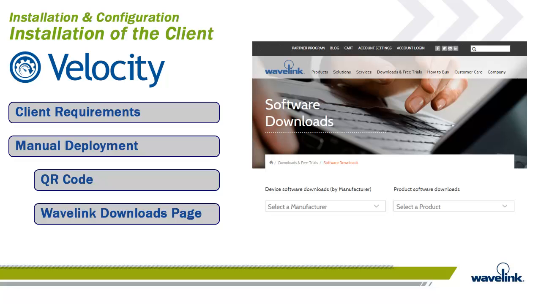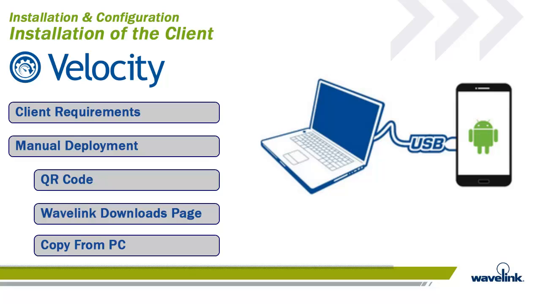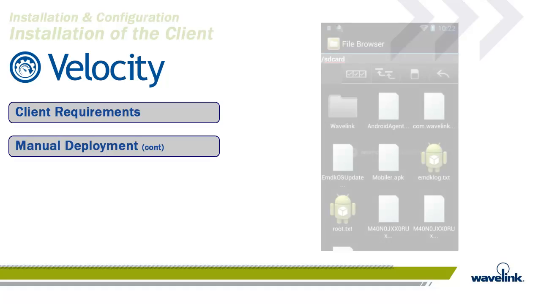If you have access to a browser, you can also go to the Wavelink download page and select the Velocity client. If you do not have access, your last option is to download the Velocity client to a PC and make a connection between the PC and the smart device. Copy the file onto the smart device for installation.